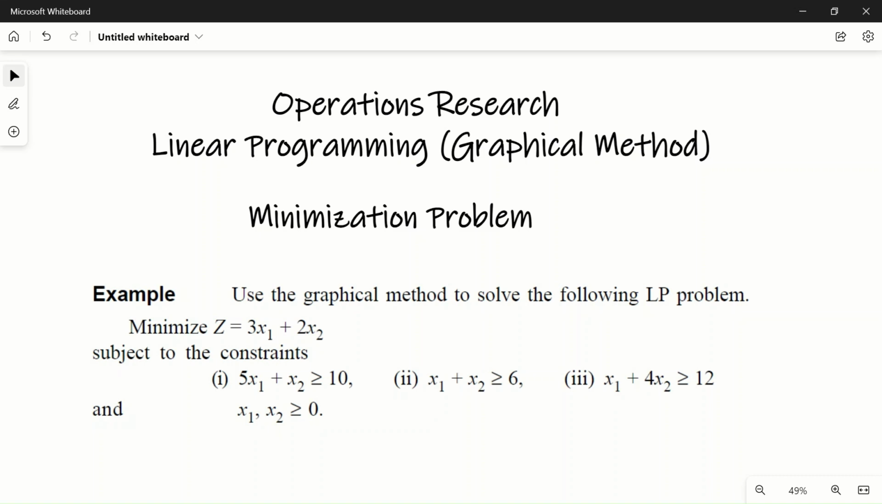So this is our third video on operation research and linear programming. In this video also we will use the graphical method to minimize the problem. In the last video we maximized our objective function. In this video we will minimize our objective function. So let's see how to do it.